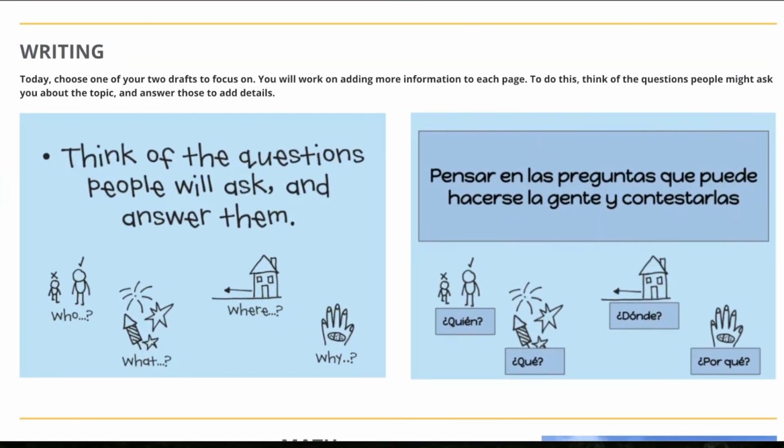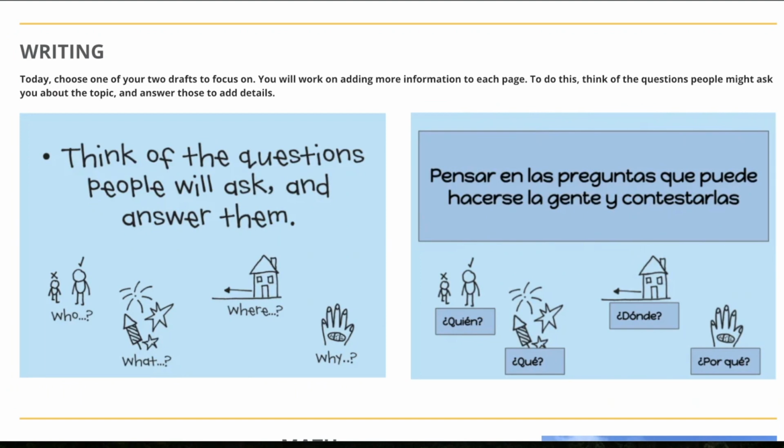Okay, today in writing, you're going to choose one of your 2 drafts so far that you want to focus on. You're going to work on adding some more information to each page. And to do this, you're actually going to think of questions that people might ask you on the topic and try to answer those to add details.